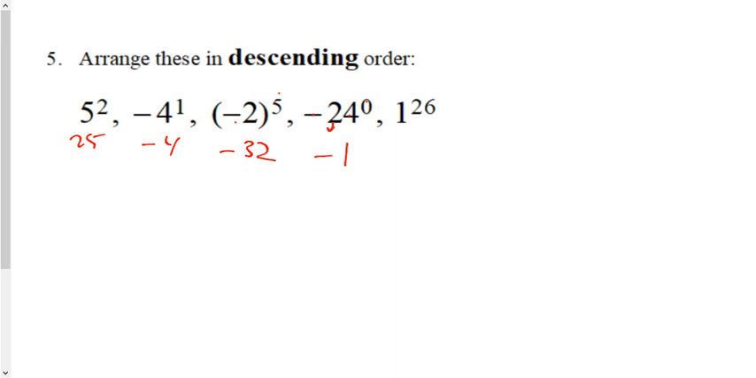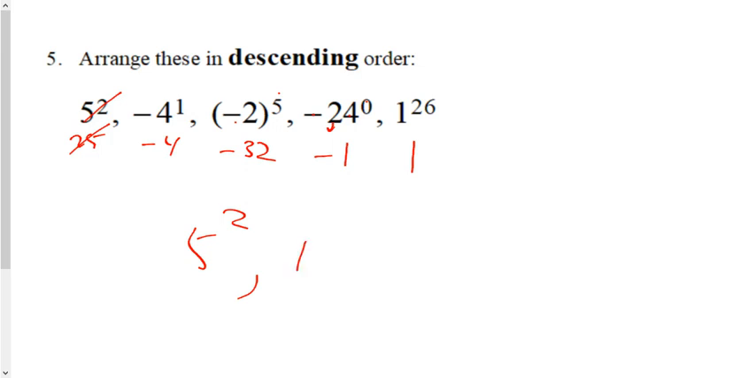And finally, 1 to the power of 26. 1 multiplied by itself any number of times is 1. So then it says in descending order, which means you start with the largest. So our first one is this. I would do this on my test if I were you, but make sure you don't scribble it out to the point where I can't read it anymore.